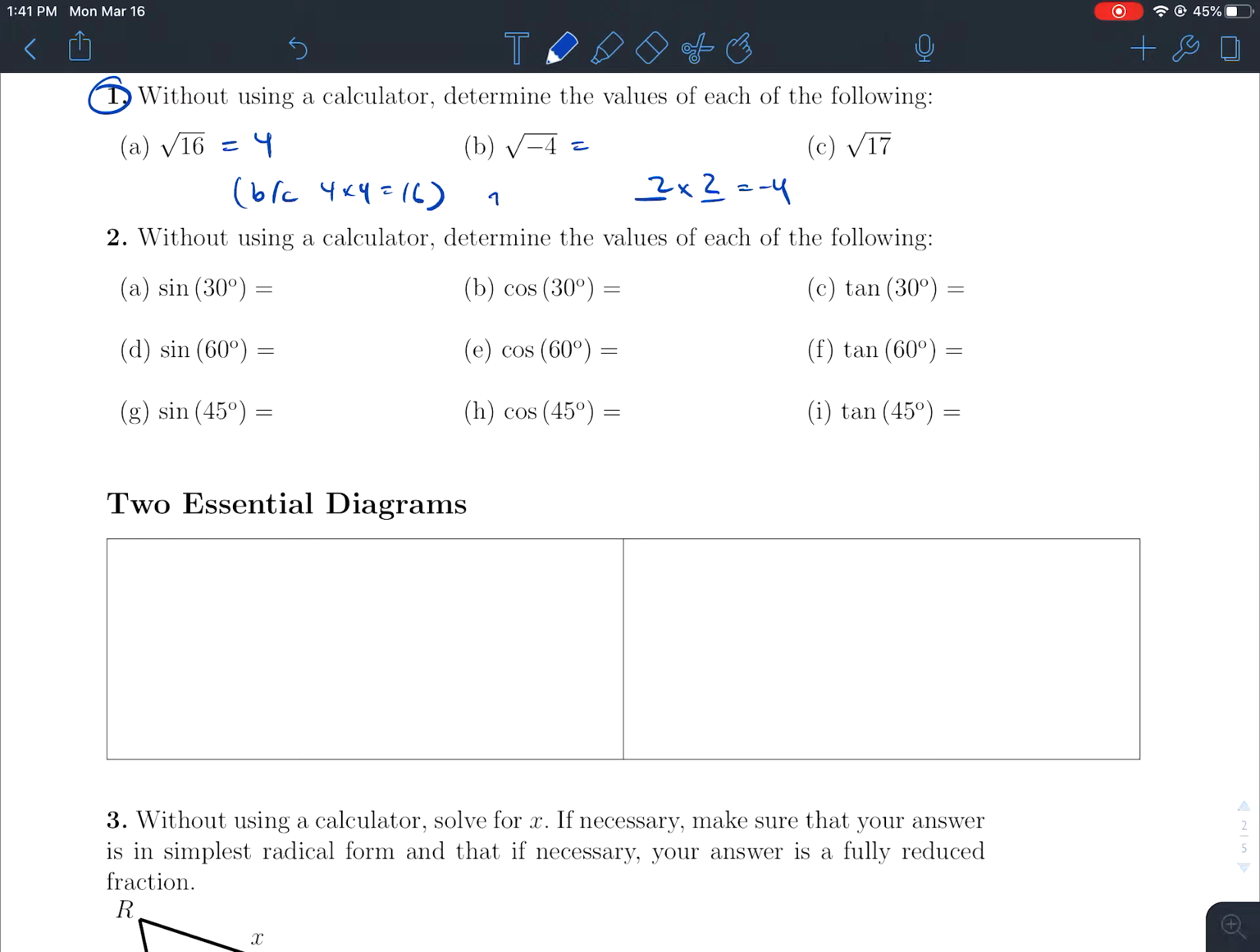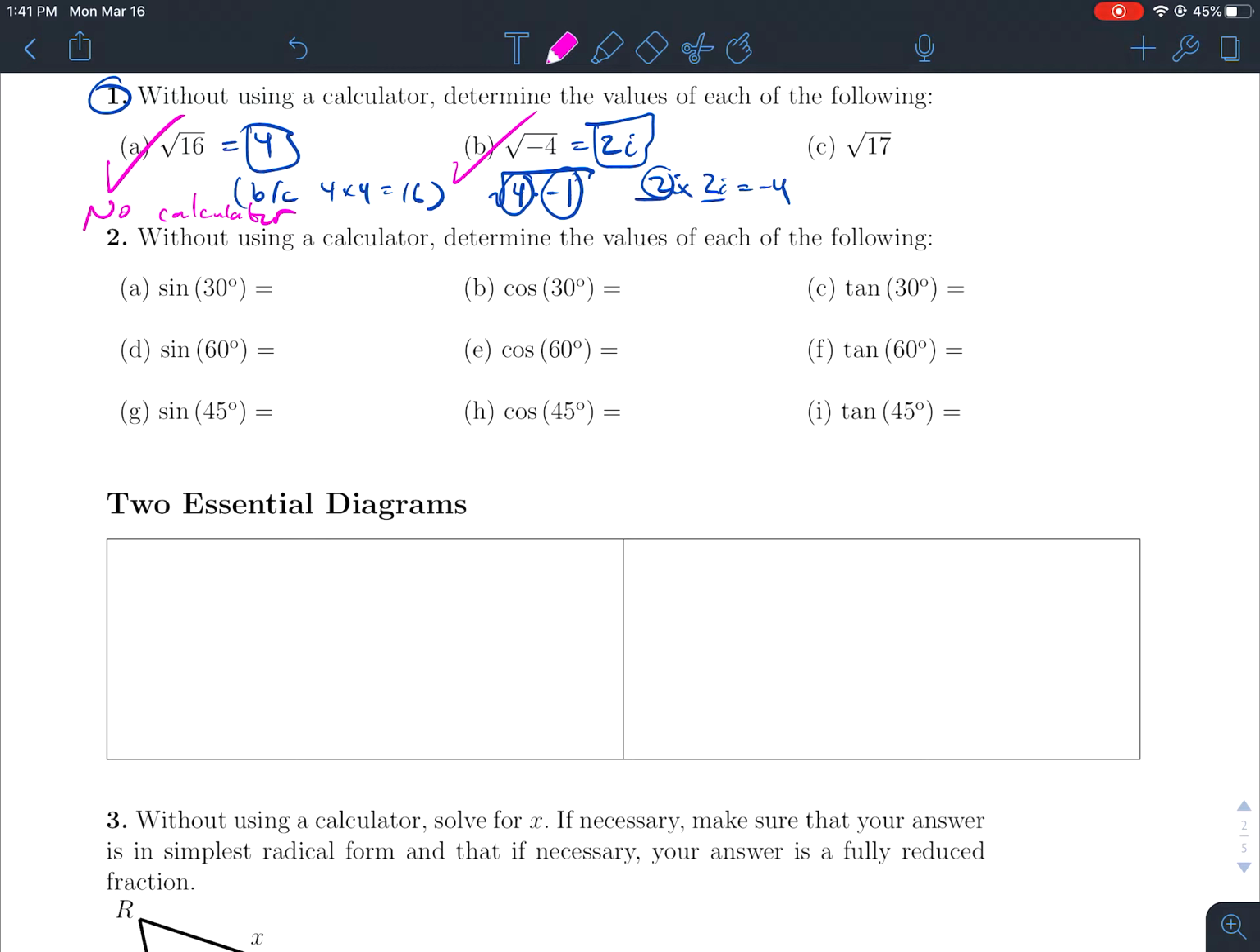Well, 2 times 2 is 4. But then we remember back to Unit 5, and we think, okay, well, if we want to do the square root of -4, that's the square root of 4 times -1. And the square root of 4, that's definitely 2. And the square root of -1, that's definitely i. So we get 2i when we do that. So this should be 2i times 2i equals -4. Notice that we didn't need a calculator for these two.